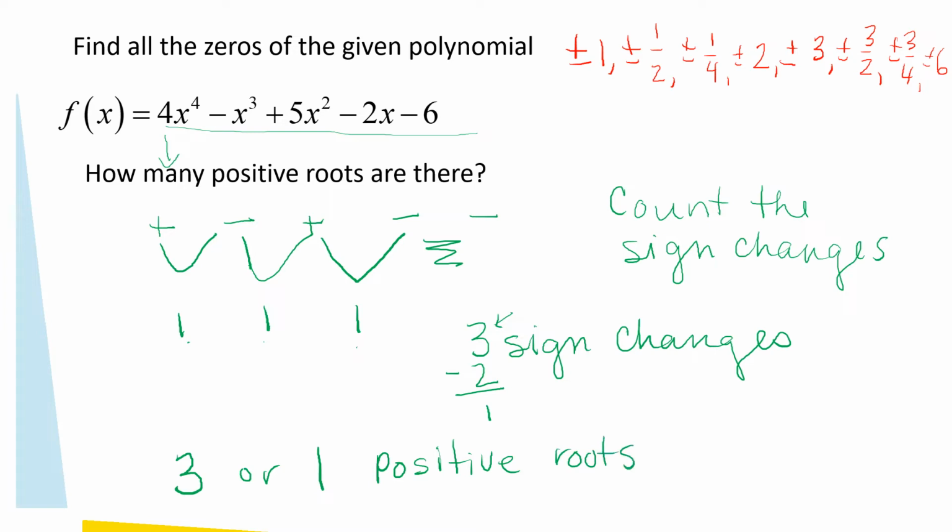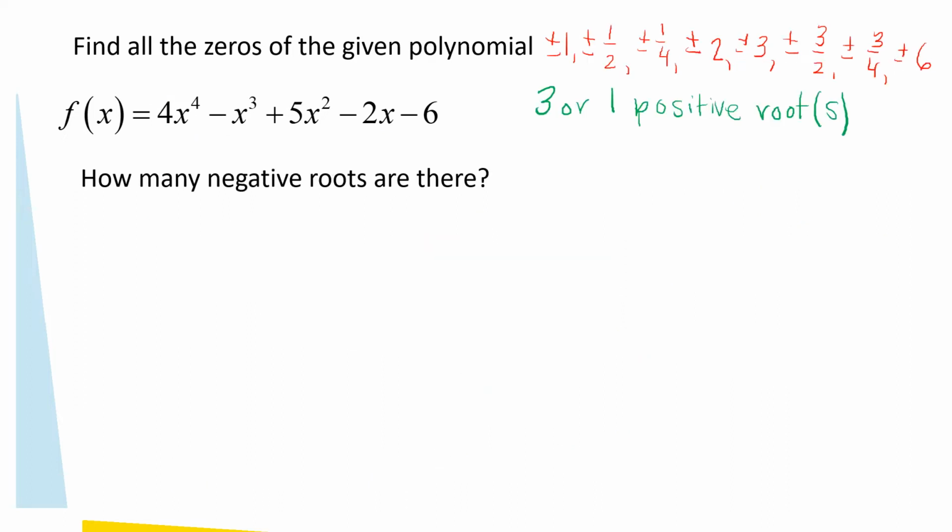Now, how does that help? Well, we know we have 4 roots. So we know that if this can only have 3 or 1 positive roots, and there are 4 roots, we have at least 1 negative root. So now can we also do the same thing for negative roots? Can we determine whether or not we know exactly what the number of negative roots is?